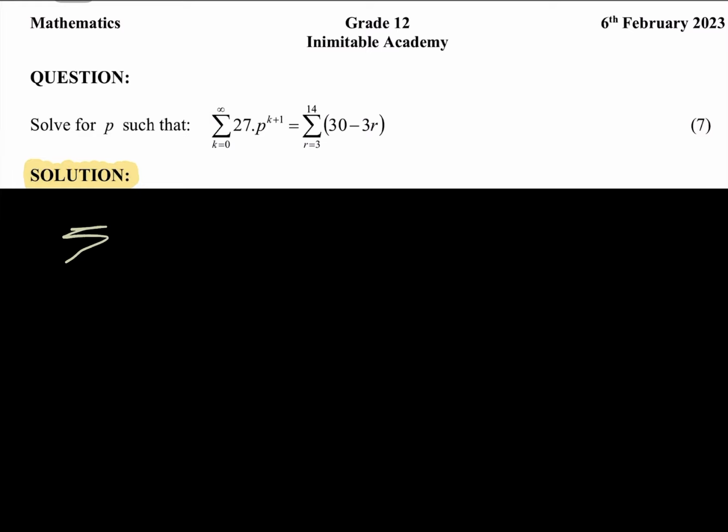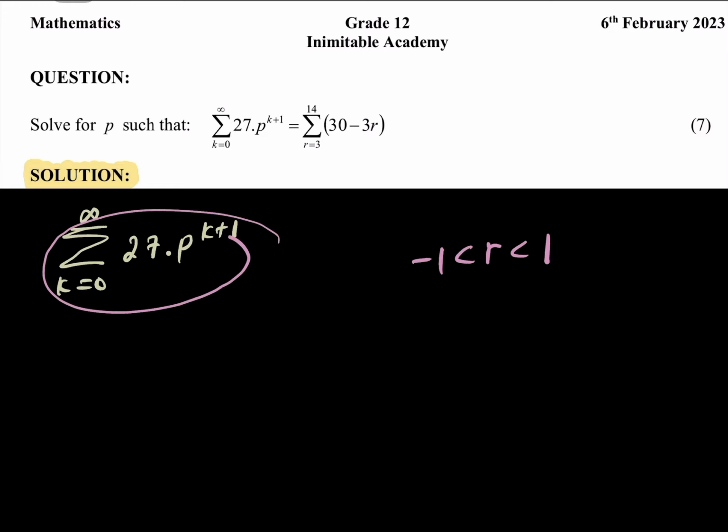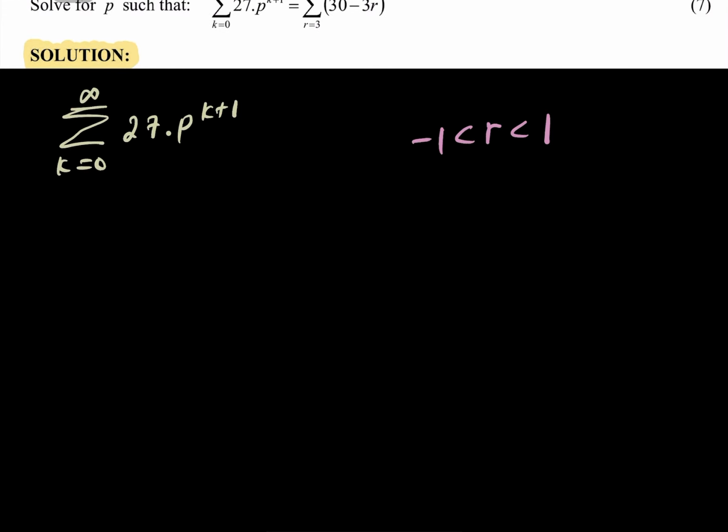We see the sum from k equals 0 up until infinity, and we have 27 multiplied by p to the power k plus 1. Guys, I want to warn you here. This is not just a sum, but the sum to infinity. The sum to infinity can only exist if the ratio between two consecutive or successive terms is between -1 and 1. So that means this p, which is representing the ratio between those two consecutive terms, must be between -1 and 1.